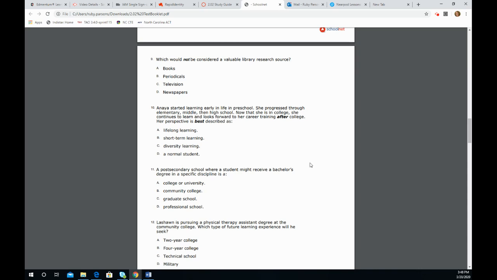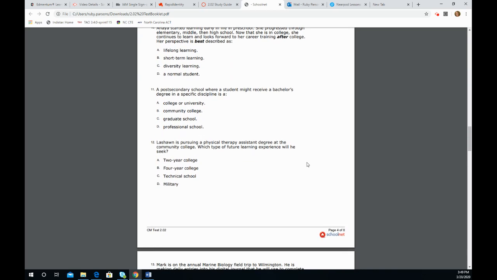Number 12, LaShawn is pursuing a physical therapy assistant's degree at the community college. Which type of future learning experience will he seek? Is it a 2-year degree, a 4-year degree, a technical school, or military? If you're getting a physical therapy assistant degree at a community college, you are receiving your associate's degree, which is a 2-year degree. So 12 is A.